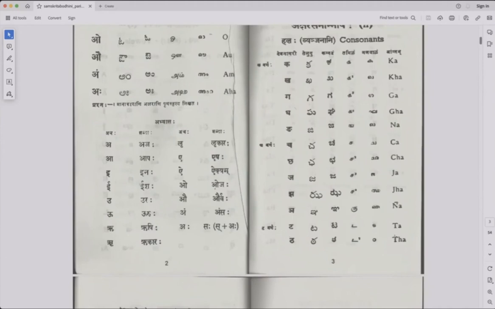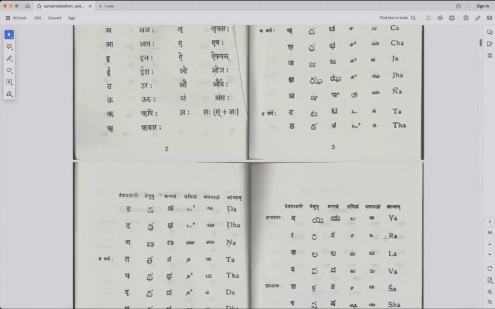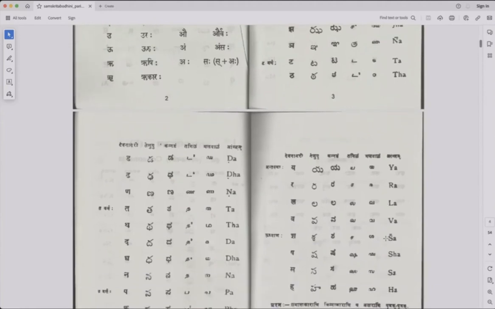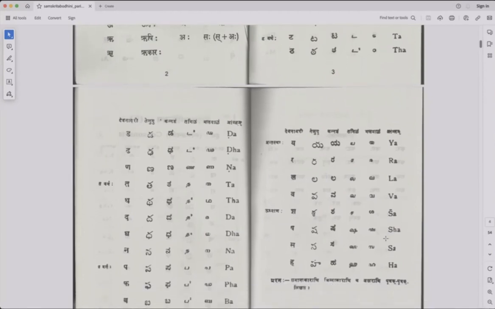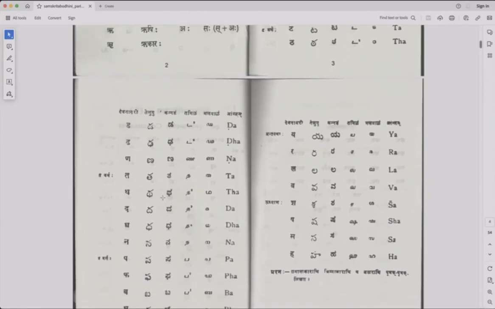A few things let me point out. One of the things I wanted was the difference between the two da sounds. Okay, this one, yeah, those two. I want to get a good pronunciation. I often mess those things up.